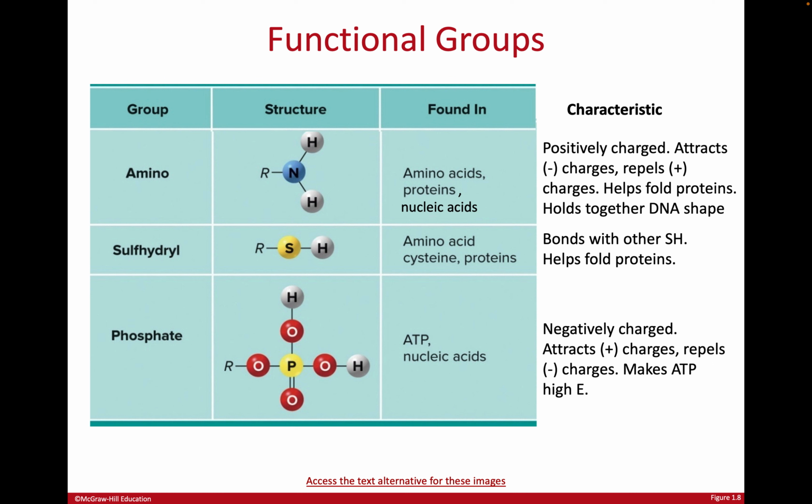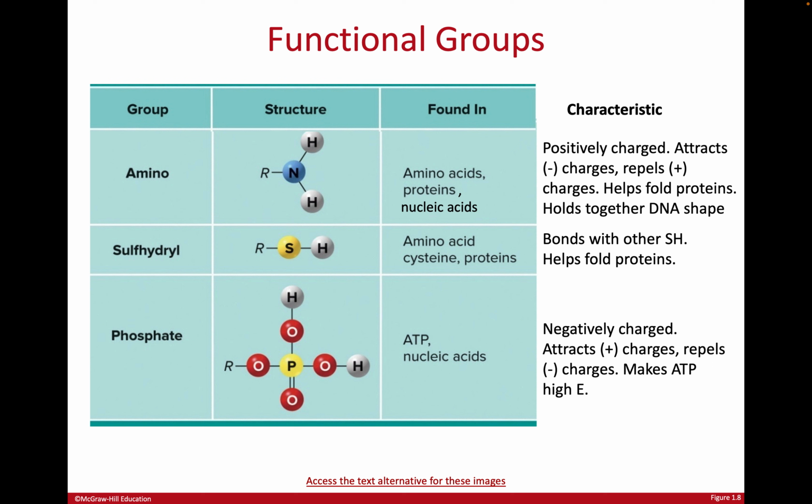Carboxyl groups were negatively charged. Amino groups are positively charged. So it's the opposite. It attracts negative and repels positive. These also help fold proteins. Again, if there's positive and negatives, they can stick together. And it also holds the DNA shape. So along with the carboxyls, which are negative, the amino groups, which are positive, they can help stick together that DNA ladder.